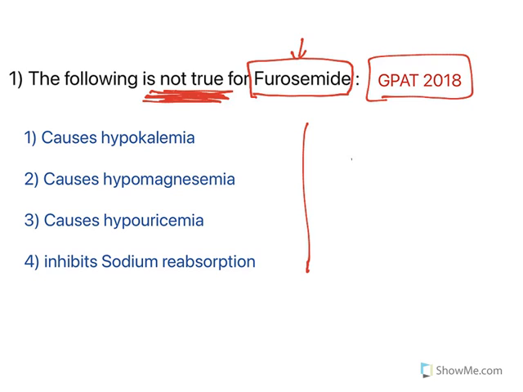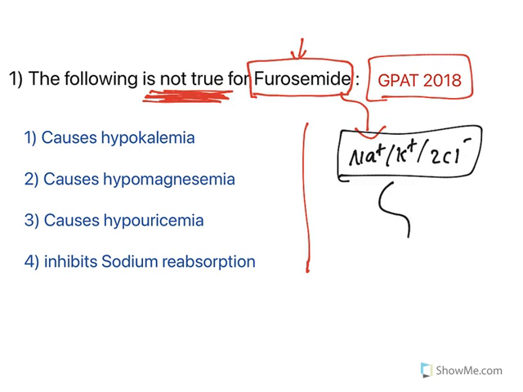See, the first option is it causes hypokalemia. Now before getting into that, let us understand what furosemide does. It is a loop diuretic and it inhibits the sodium, potassium, 2-chloride symporter. When it is inhibited, all these ions will pass through the urine, and along with that water goes out and it causes profuse diuresis. That is the reason why loop diuretics are also known as high ceiling diuretics. Now this is the mechanism of action, but you need to know all the effects of furosemide.